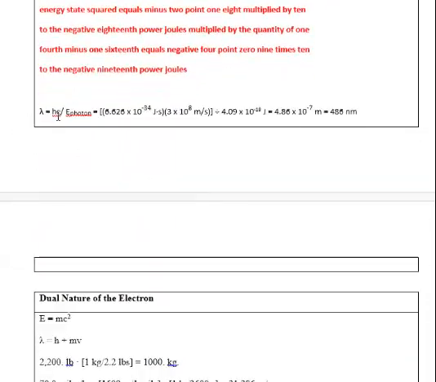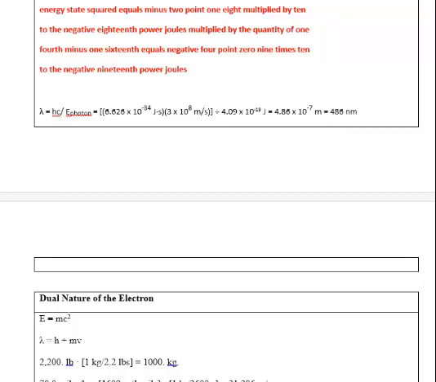Okay, wait, I'm going to start over again. Lambda equals hc divided by E subscript photon, which is equal to 6.626 times 10 to the negative 34th joules times seconds, multiplied by 3 times 10 to the 8th meters per second, divided by 4.09 times 10 to the negative 19th joules, which is equal to 4.86 times 10 to the negative 7th meters, equals 486 nanometers.